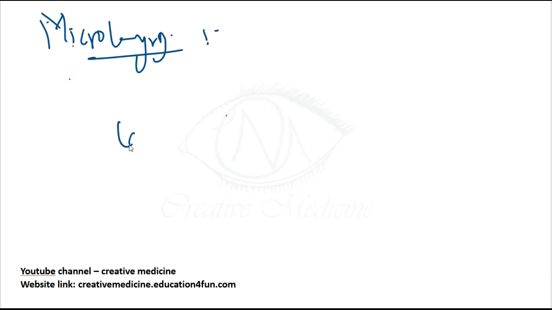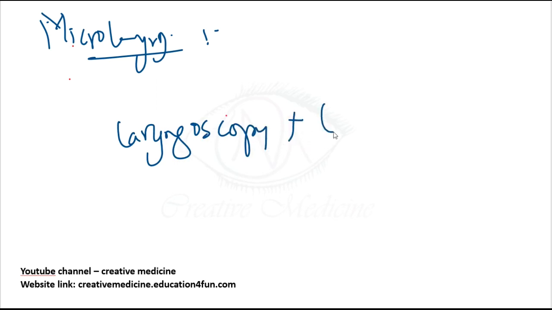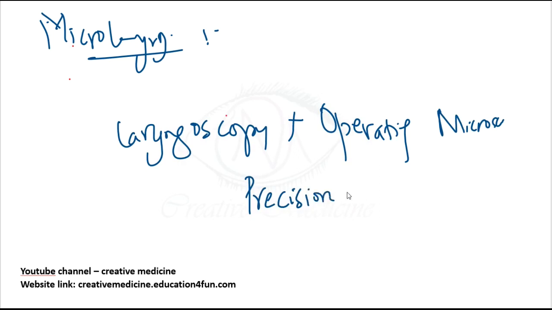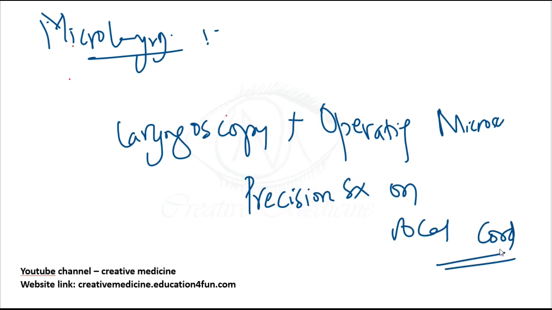Then the next important thing is microlaryngoscopy. So what do you see in microlaryngoscopy? It is nothing but the combination of laryngoscopy with an operating microscope. If you do laryngoscopy with an operating microscope, then we call it microlaryngoscopy. Why is it done? It is mainly done for precision surgeries on the vocal cord.